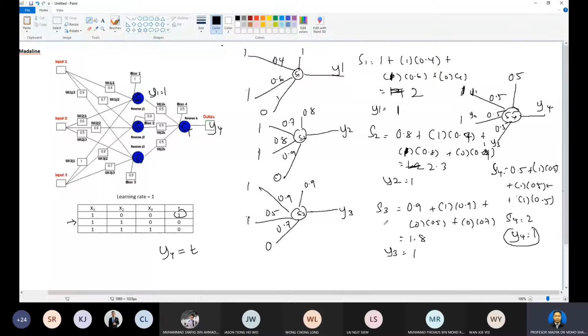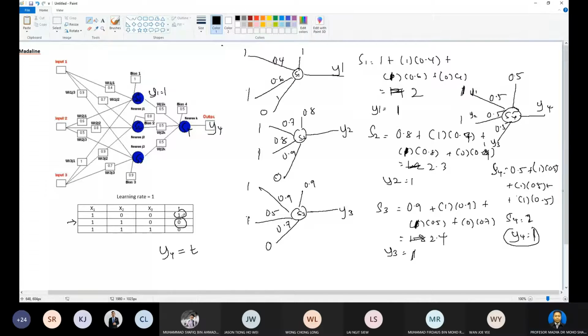And then next S3 will be the same. This one we change to 1. 0.9 same 0.9 is 1. So 2.4, y equals 1. Then you can calculate S4. I think it is similar because all the inputs will be the same, 1 1 1. S4 will be 1, y4 will be 1.